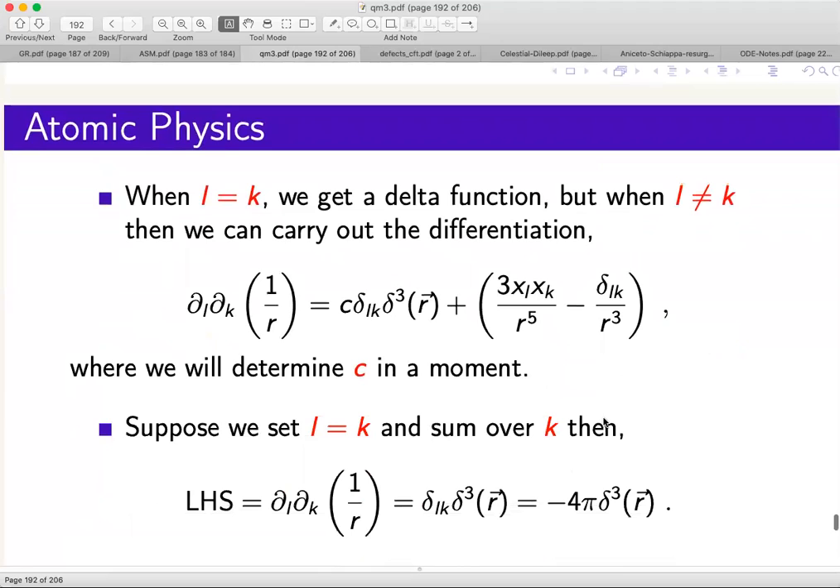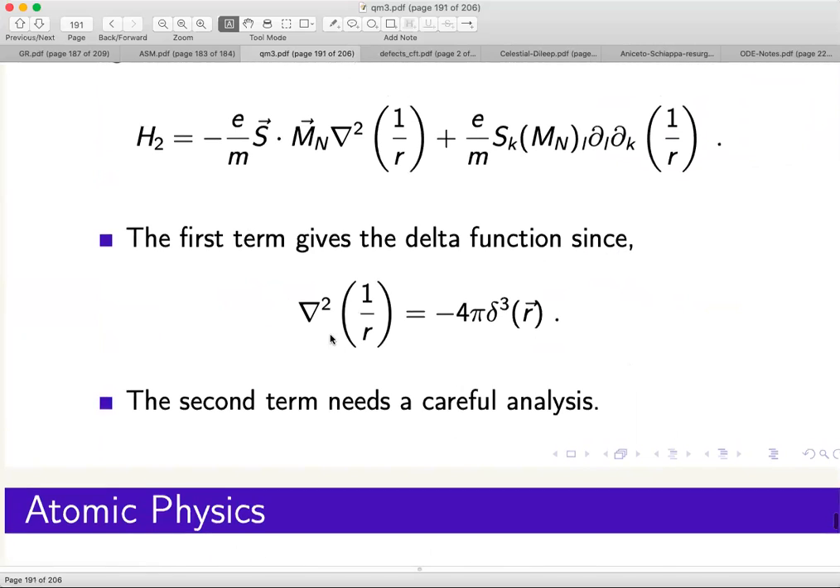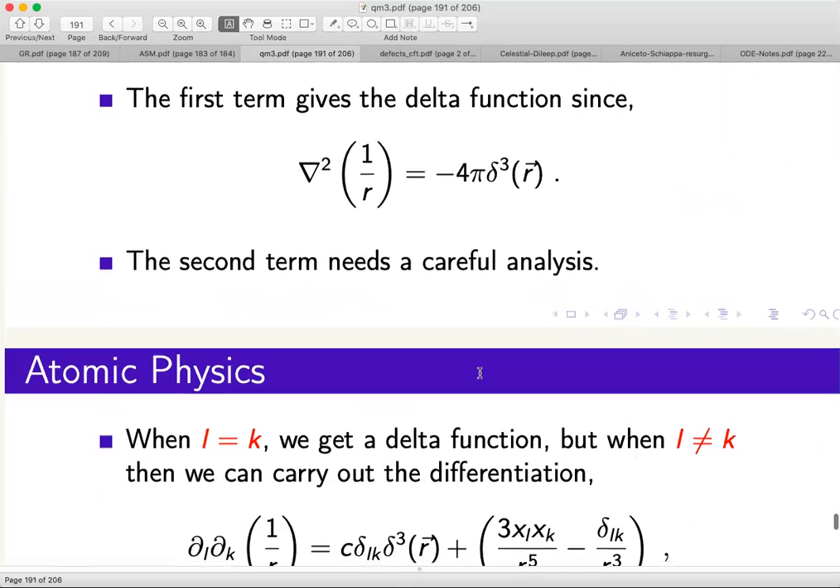So the first thing that we want to check is: suppose you set L equal to K, and then you sum over K, what happens? When you set L equal to K, then this is a Laplacian acting on 1 over R on the left hand side, and that is something we know. That would give us minus 4 pi times the delta function, which is what this expression is, right?